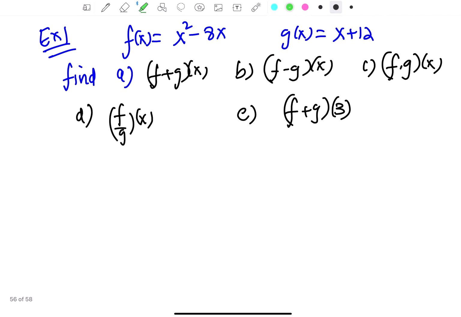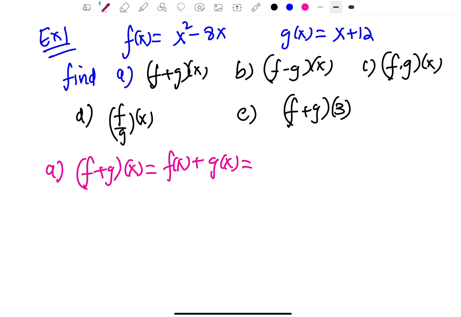First example, we are given f of x and g of x, and we are looking for the following parts. For part A, f plus g of x, we are just going to add the individual functions, f of x plus g of x, and that gives me x squared minus 8x plus x plus 12. Let's combine the like terms. Negative 8x plus x will give me negative 7x plus 12.